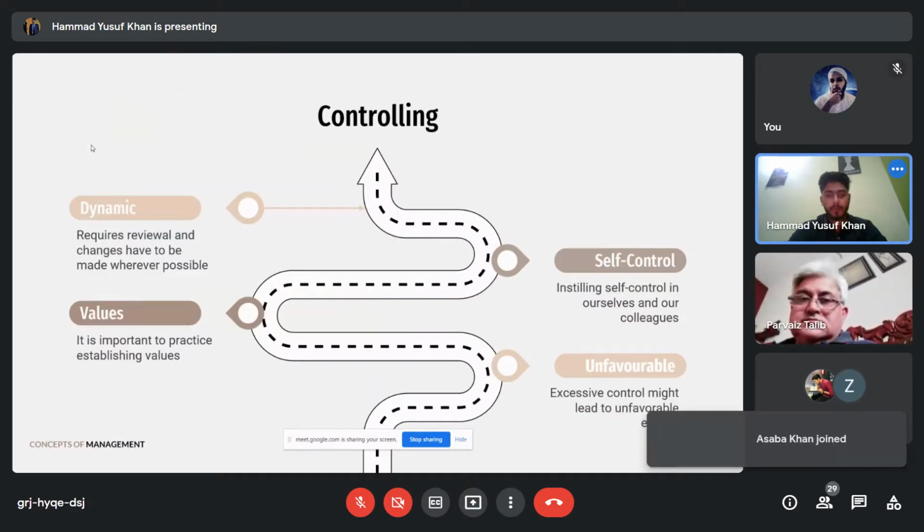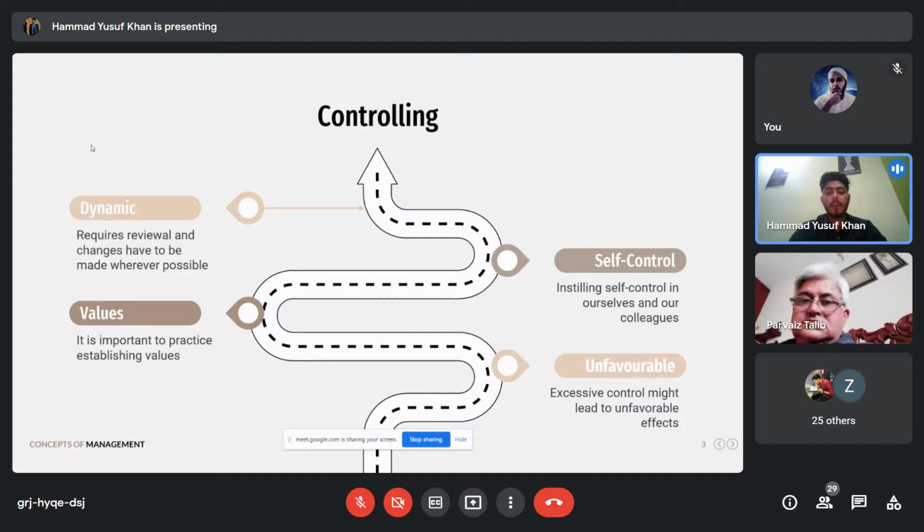Too much controlling can lead to negative outcomes. So we should only concentrate on the key areas that contribute to the majority of the output. Instead, an organization should try to practice value setting, where one should not only try to control activities but also focus on instilling control in ourselves and our employees.